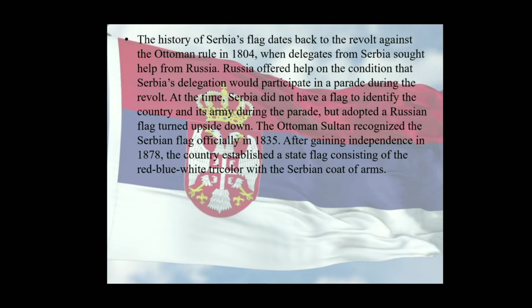Russia offered help on the condition that Serbia's delegation would participate in a parade during the revolt. At the time, Serbia didn't have a flag to identify the country and its army during the parade, but adopted a Russian flag turned upside down.